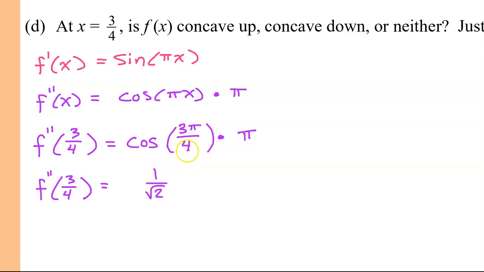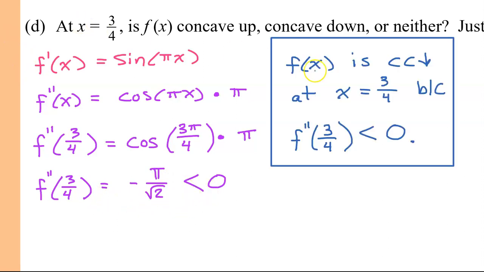Since 3 pi over 4 is in the second quadrant, the cosine of 3 pi over 4 will be negative 1 over radical 2. And then we have times pi, so I'm going to just put pi in the numerator. All that really matters is that this is negative. F of x is concave down at x equals 3/4 because f double prime at 3/4 is negative.